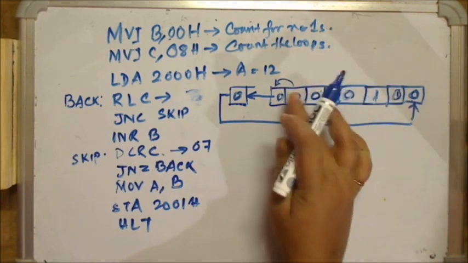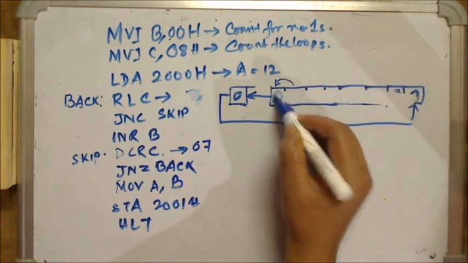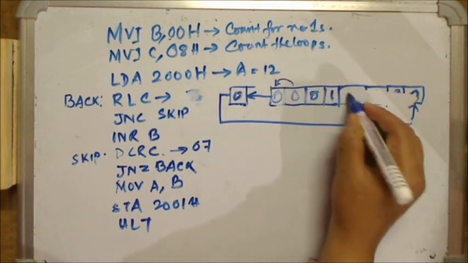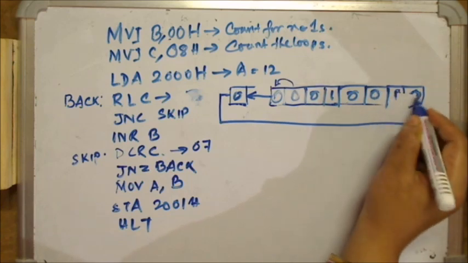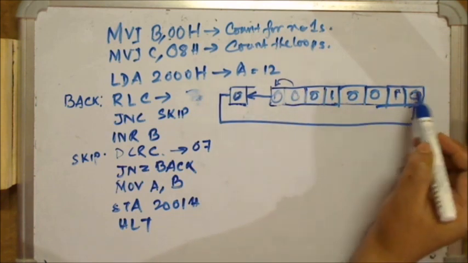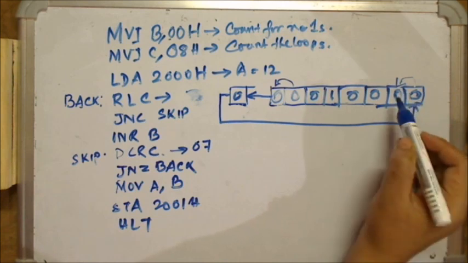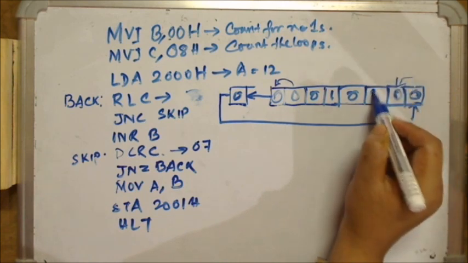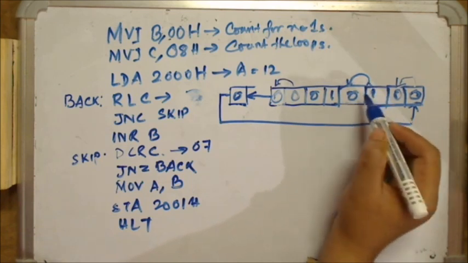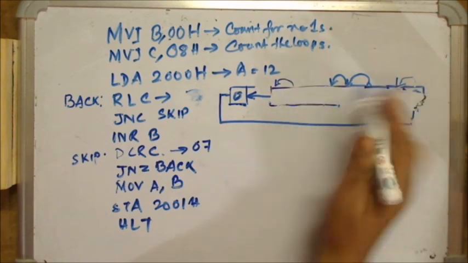What was done in the first RLC? First let us check. In the first RLC: 0, 0, 0, 1, 0, 0, 1, 0. Okay. So what happened in the first RLC? It was rotating left. So this 0 has gone here. Okay. This 1 has gone here. This 0 has gone here. Then this 0 has gone. I'm doing something wrong.